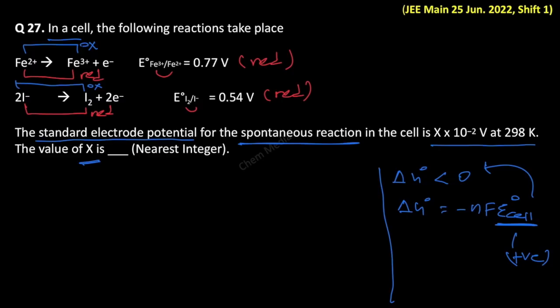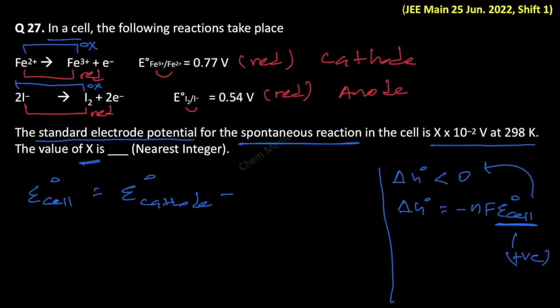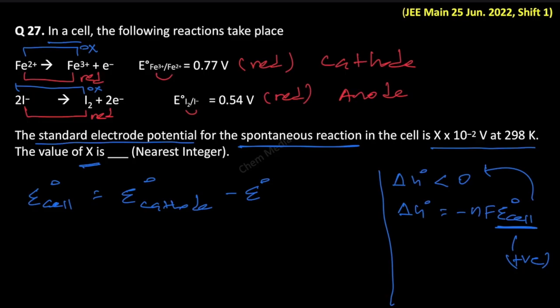If standard reduction potentials are given, then how do we identify which one is the cathode and which one is the anode? The higher positive value should be the cathode. That is where the reduction will happen. So, therefore, this is the cathode and this is the anode, isn't it? Now, we know that E cell standard is equal to E cell standard of the cathode minus E cell standard of the anode.